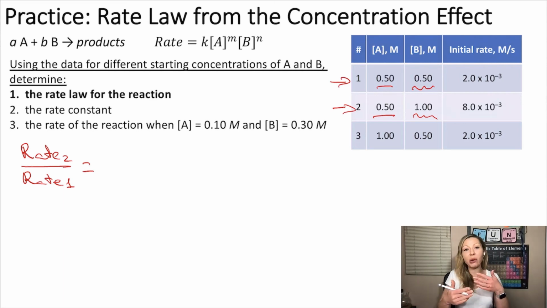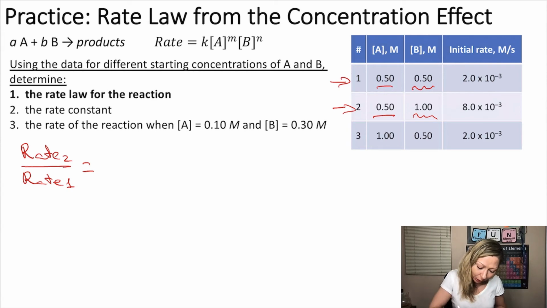It doesn't matter whether you divide rate 2 by rate 1 or rate 1 by rate 2. It's just generally easier to take the rate expression for the reaction where you have a higher concentration, as it allows for easier calculations, okay? But there is no other reason for that.